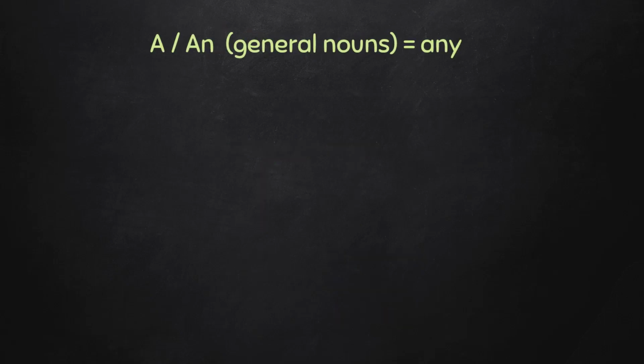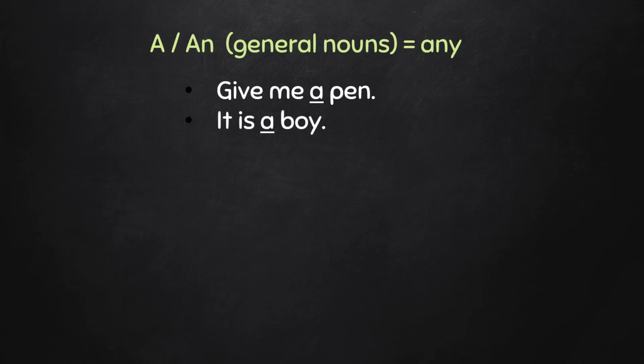A and an come with general nouns, and they mean any. So if I say give me a pen, this means give me any pen. It's a boy, this means he's a boy, he's not a girl, or he's not a woman. It's an animal, this means it's an animal in general, it's not something else.